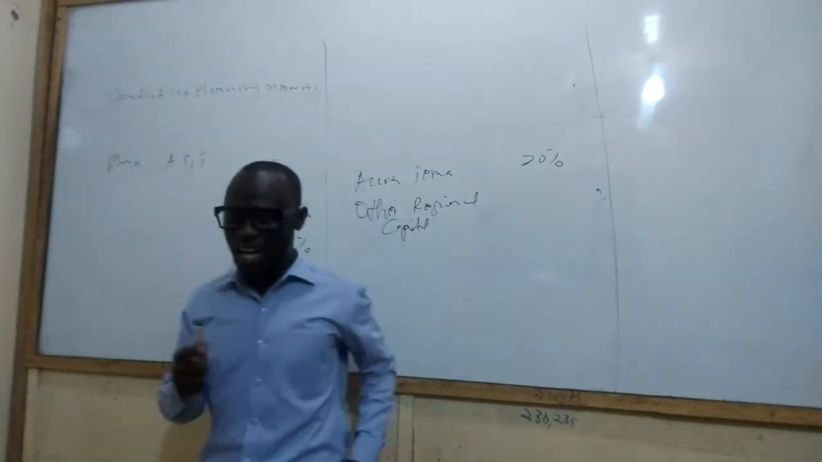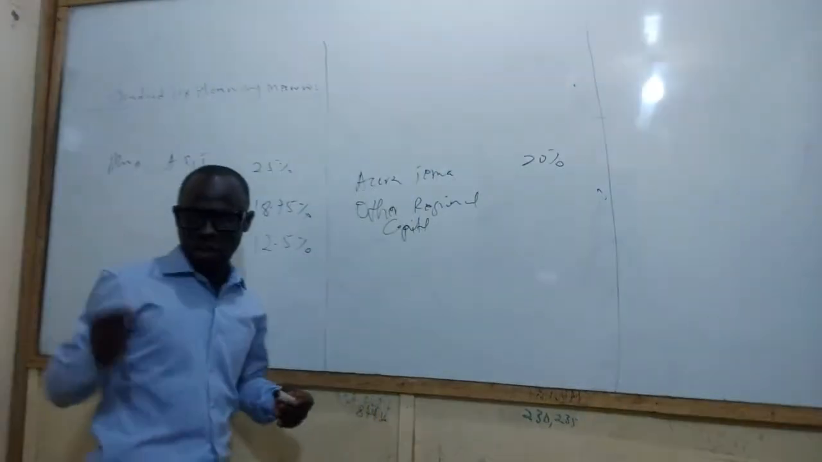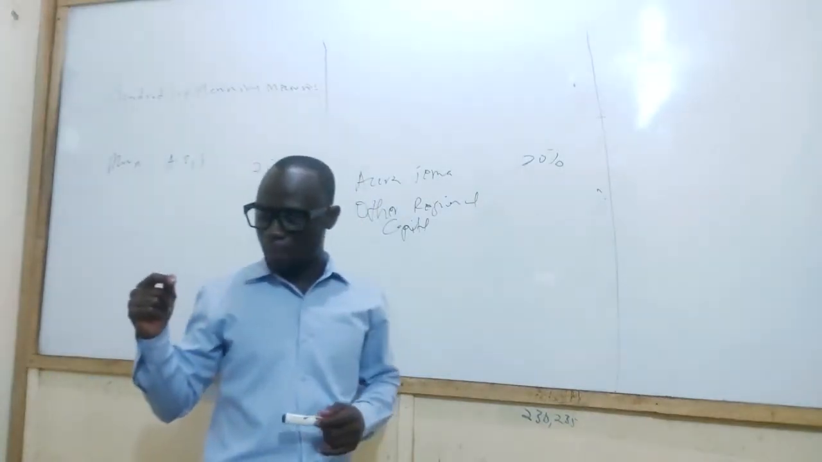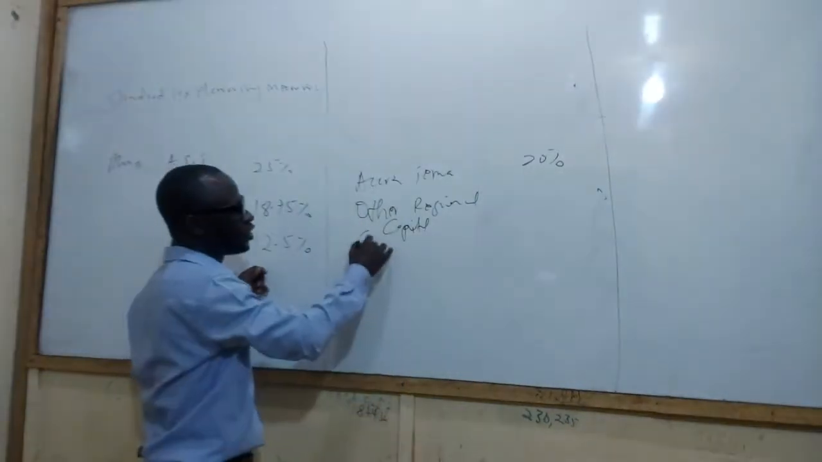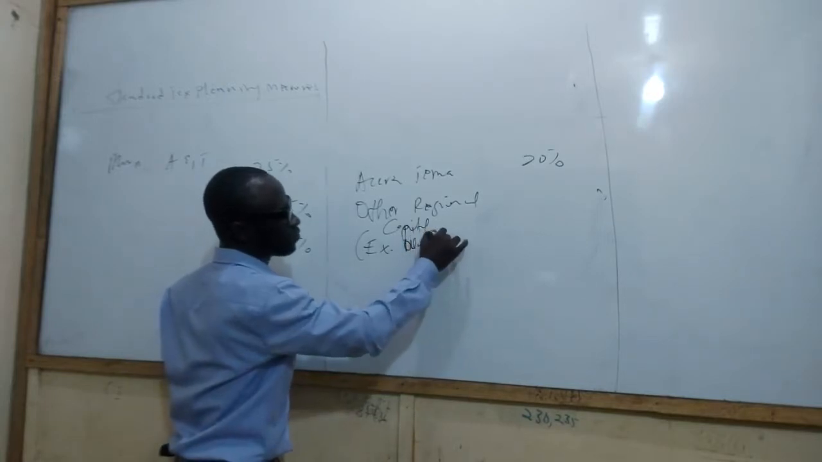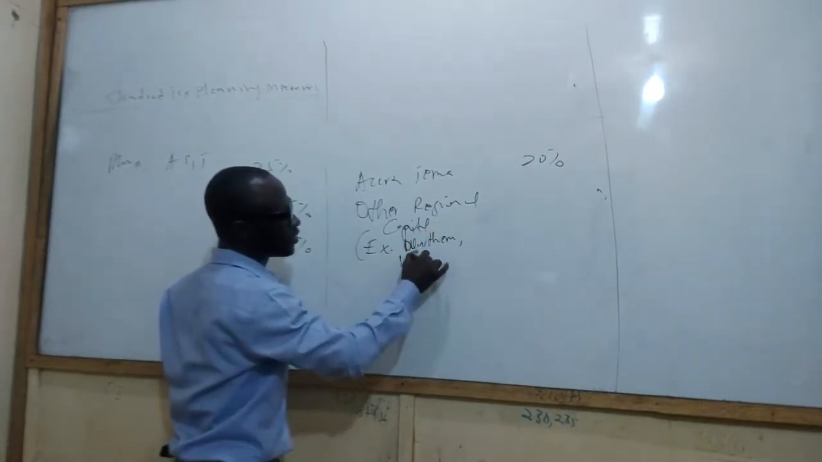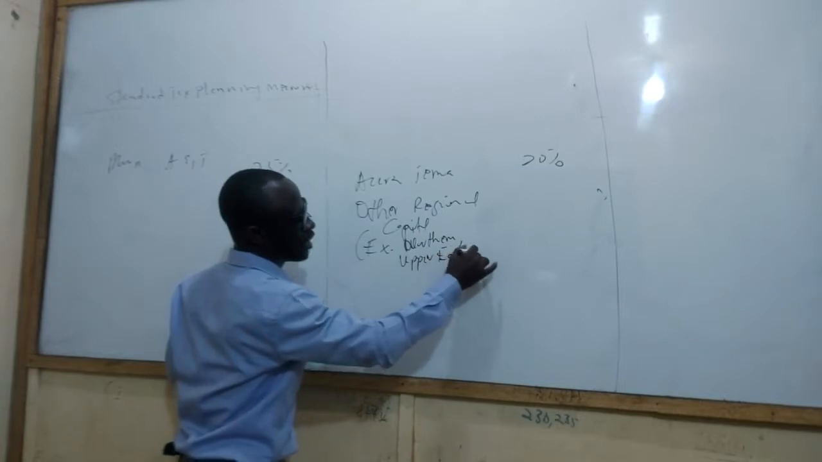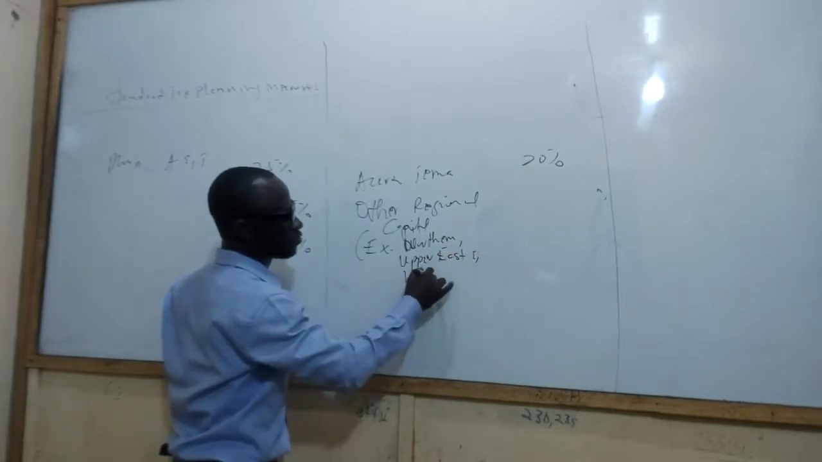So other regional capitals except Northern, Upper East and Upper West. So this is excluding Northern region, Upper East and Upper West.